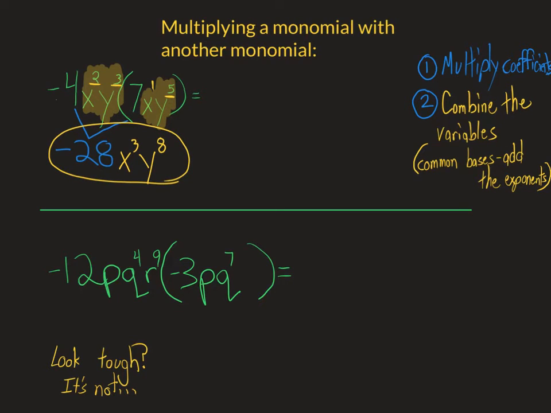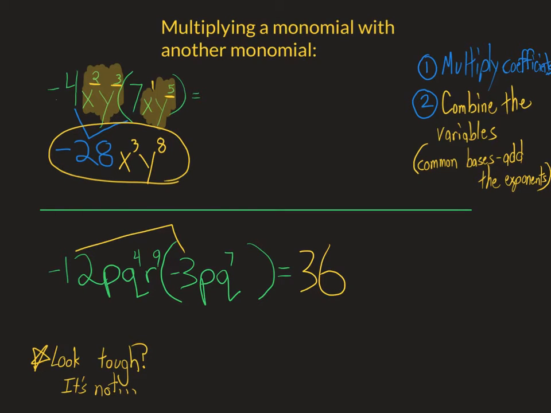Okay, multiply those coefficients, watch your negatives, and then you're just combining those common bases, which means adding those exponents on them. All right, let's look at this second one. Does that look tough, a little over the top? Because it's not. It's very easy stuff. We've got our -12 and our -3, which makes positive 36.